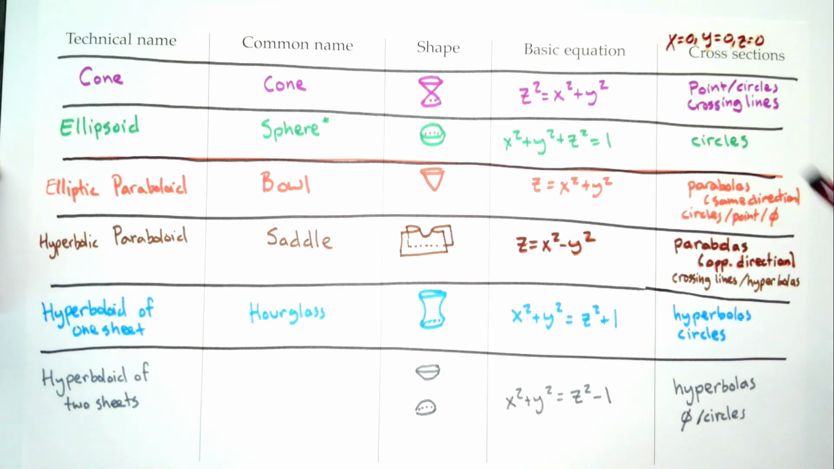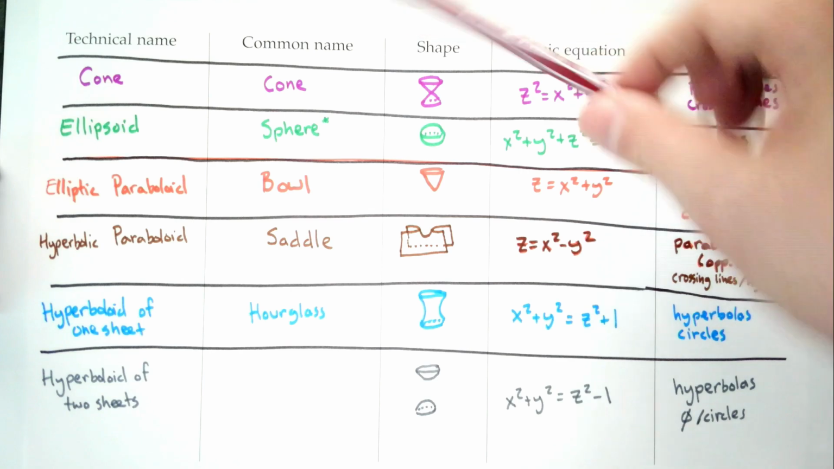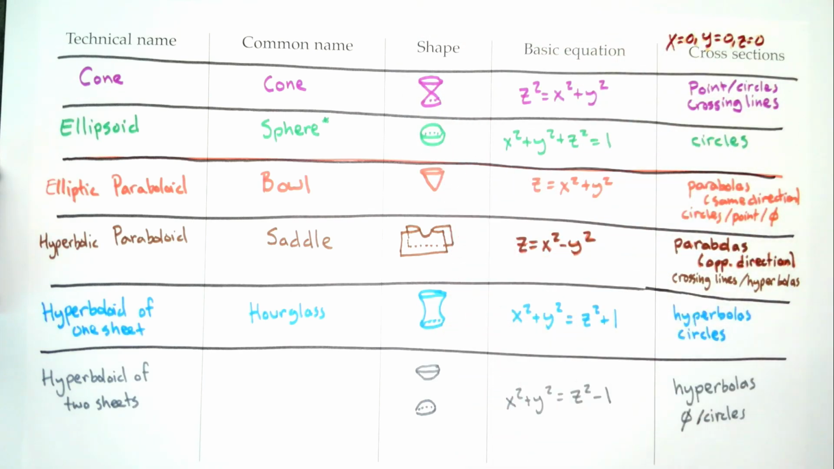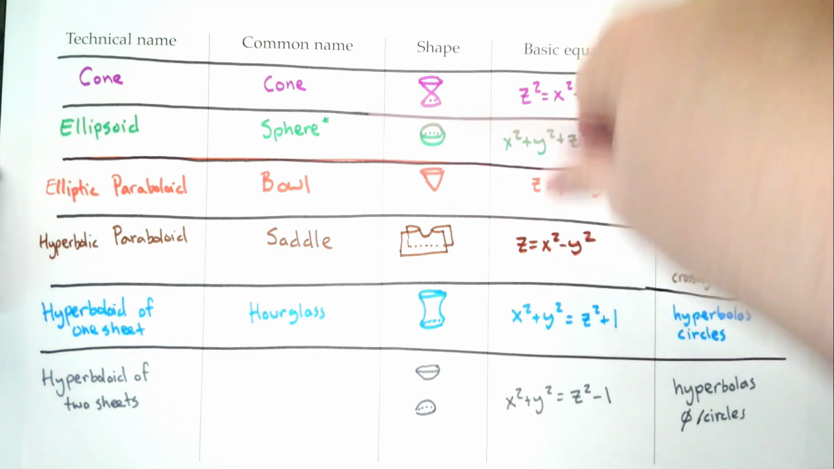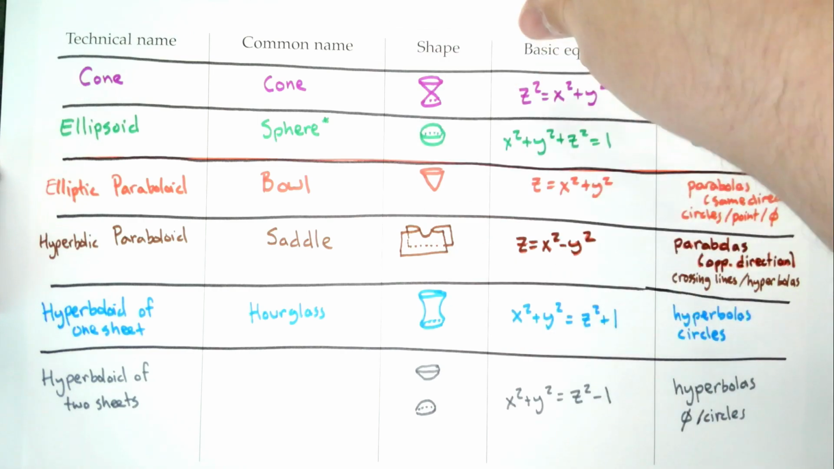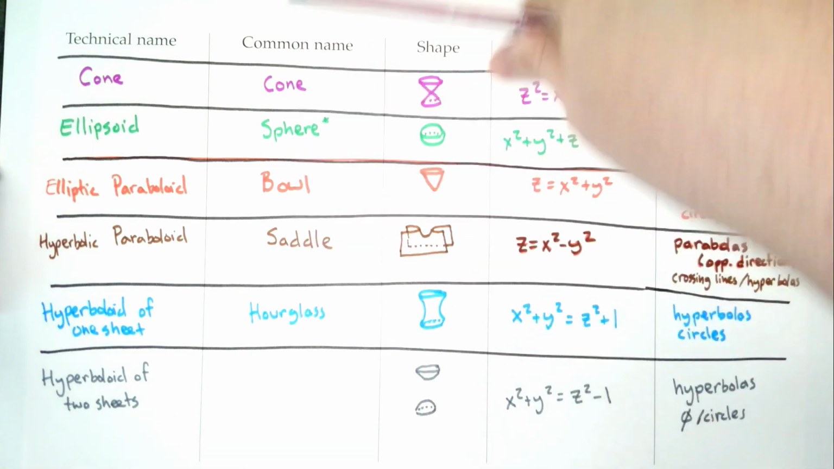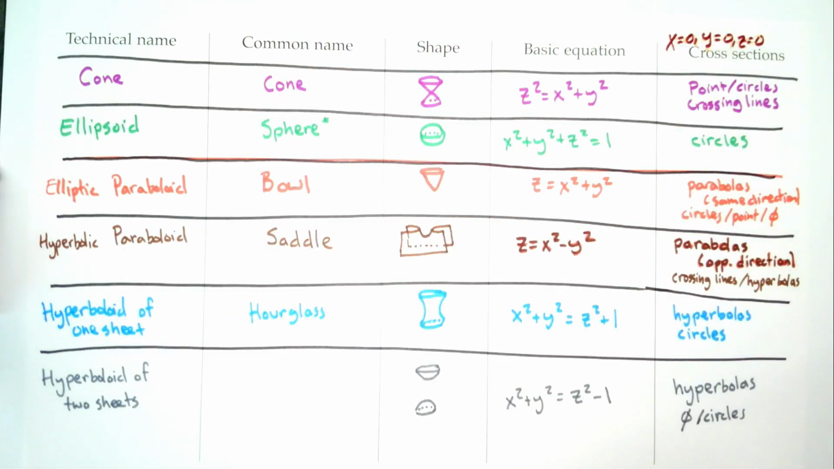If all your cross sections look like circles, you're an ellipsoid or a sphere. In a cone, it's kind of interesting, because your cone is coming together at a point. So you might be at a single point. If I move my cross section up a little bit, I'll see circles. If I slice this way, I'll see sort of an X shape where the lines come together. So you see crossing lines.